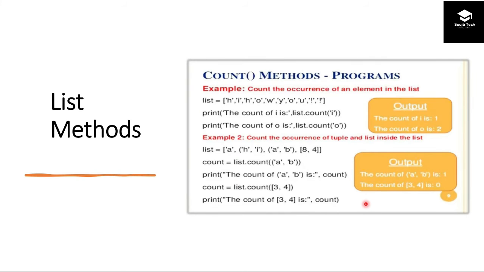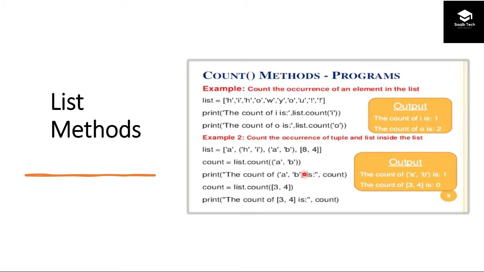Similarly, you can look at an example. For example, a list having some alphabets H, I, H, W, O, O, and you can see that there are 2 times H and similarly 2 times O. So I write the count of I is list dot count I, and you can see I is present 1 time, so it will display the count of I is 1 here. And if I write the count of O is list dot count and write O between the count function, it will tell O is present 2 times. Similarly, we can tell how many times a tuple or another list is present in the list.